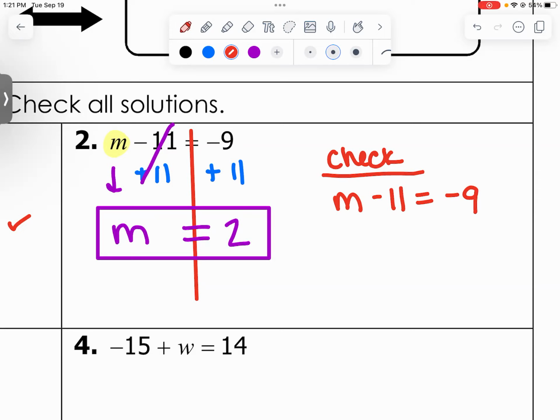All right. So M, we got to be 2. Is 2 minus 11 equal to negative 9? Yep.